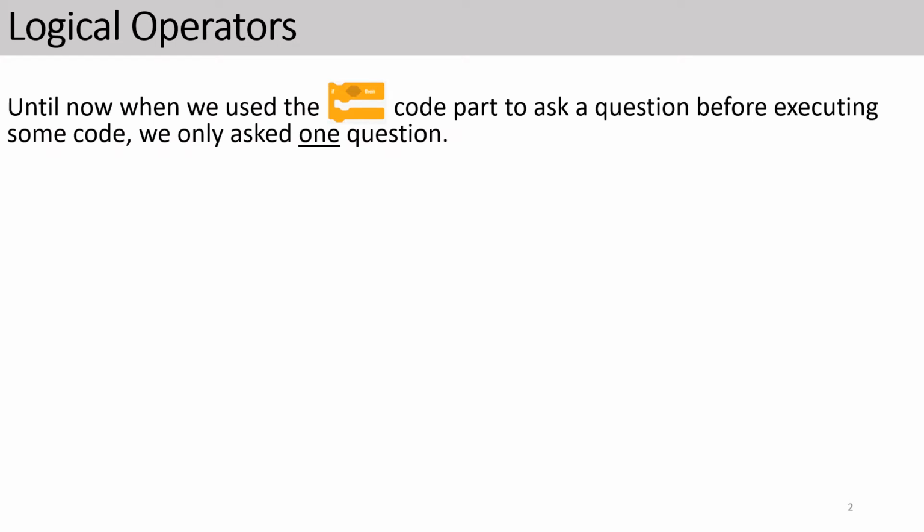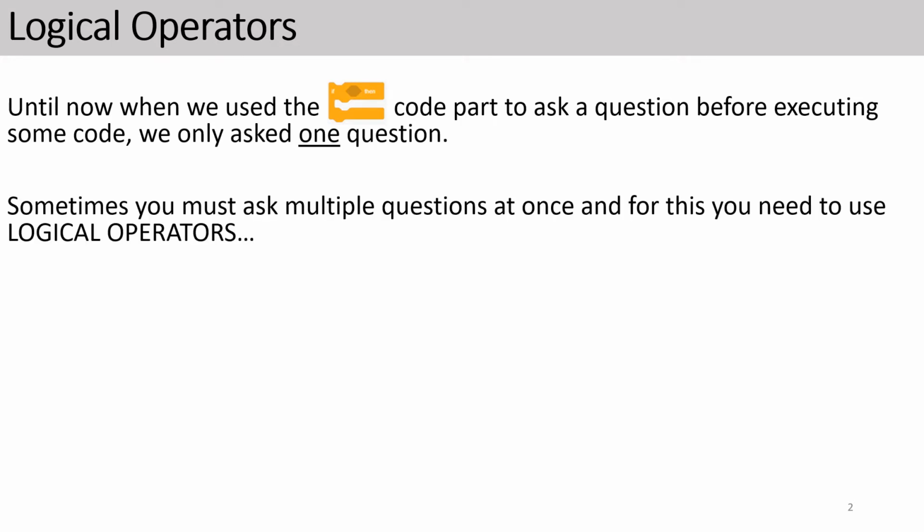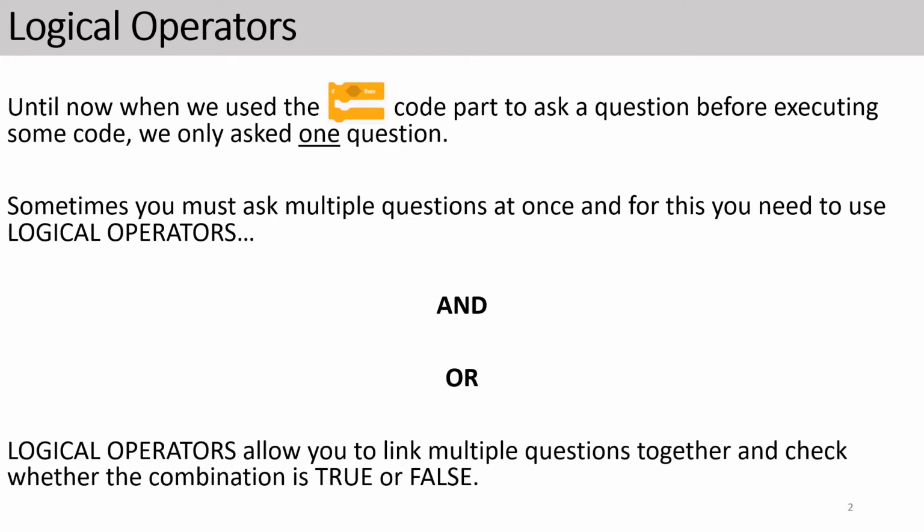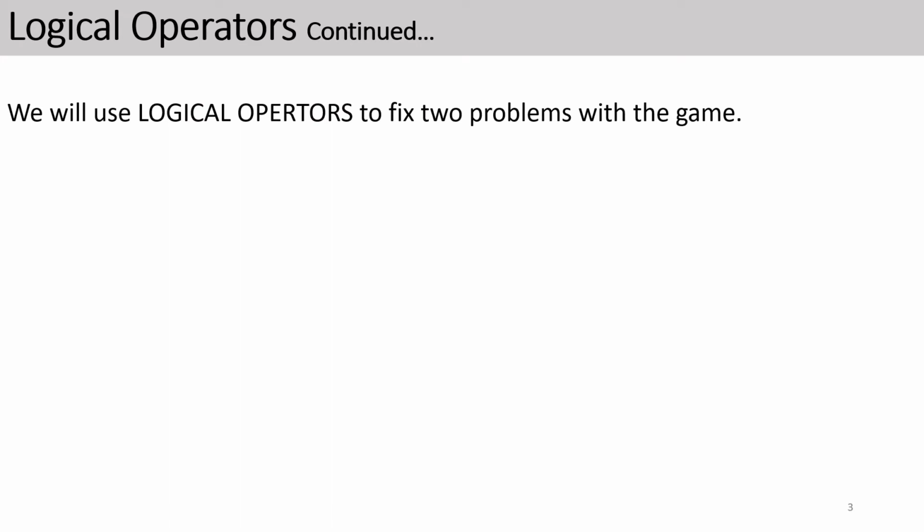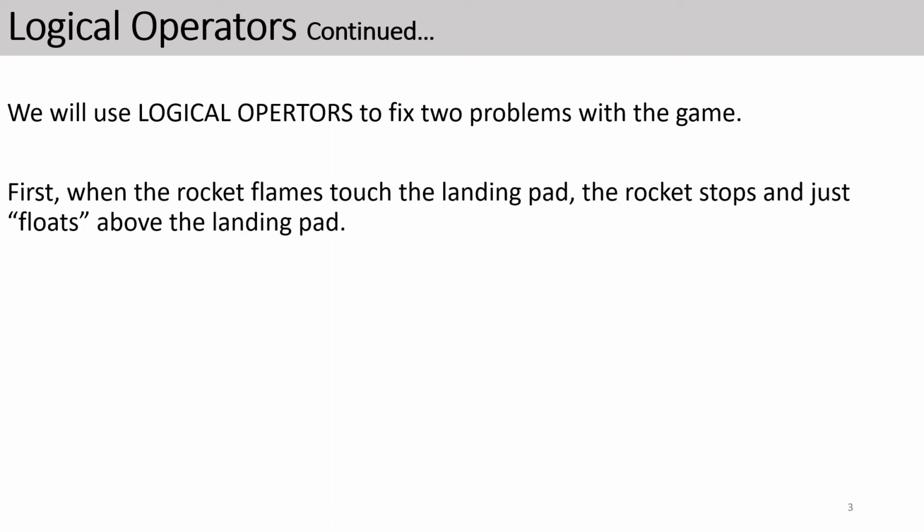Until now, when we used the if-then code part to ask a question before executing some code, we only asked one question. Sometimes you must ask multiple questions at once, and for this you need to use logical operators like and or. Logical operators allow you to link multiple questions together and check whether the combination is true or false.